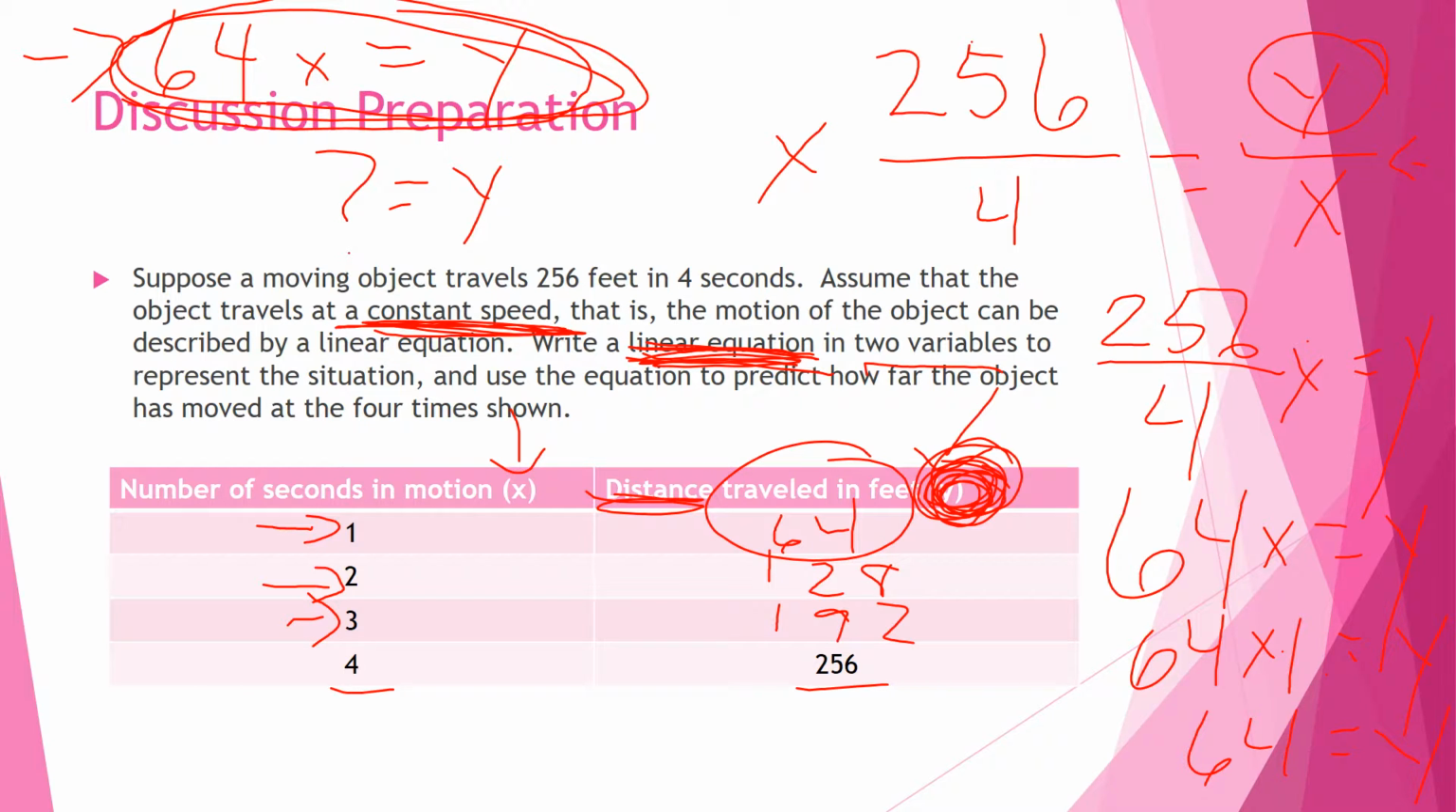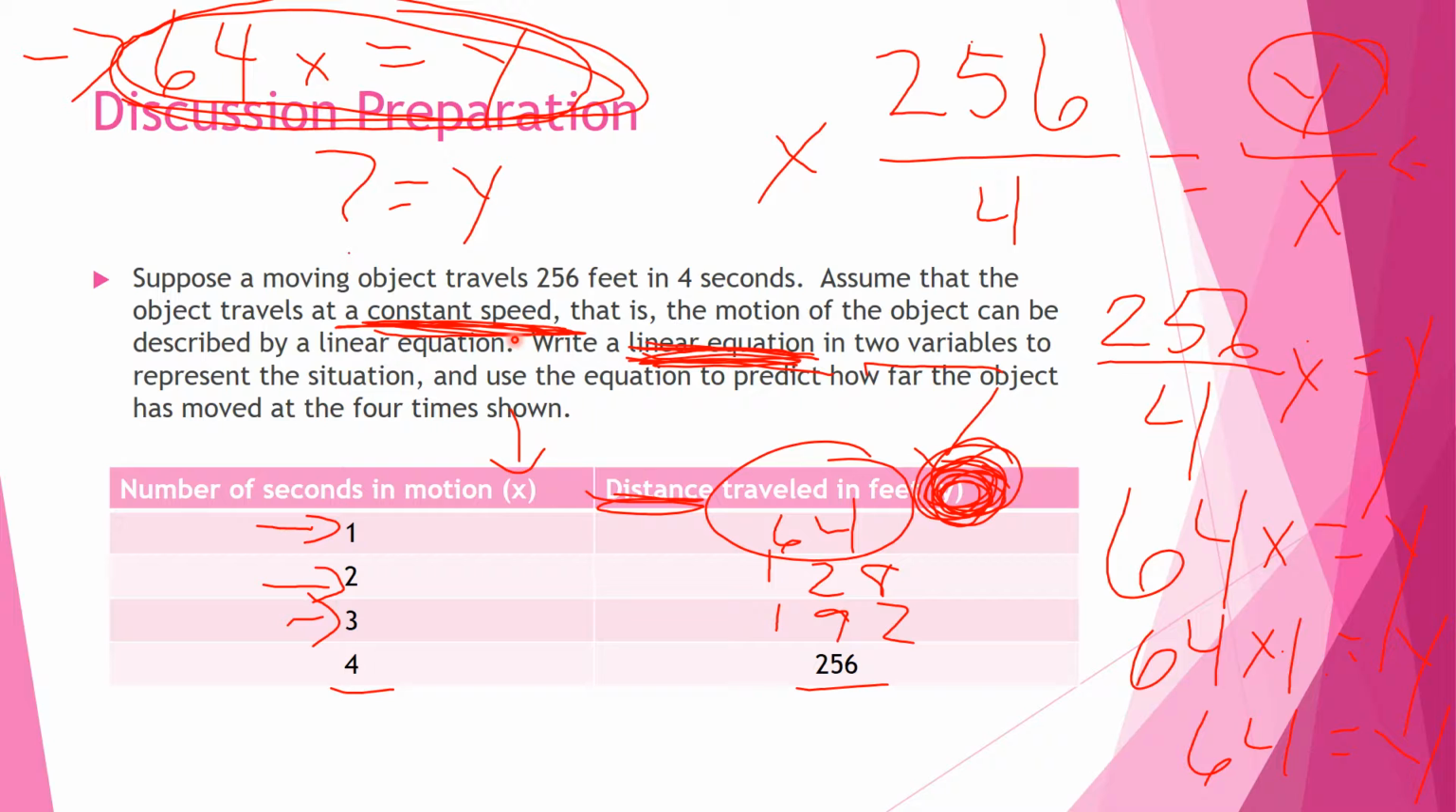Okay, so let's look at this discussion to prepare you for what we're going to be doing in class. So let's read our situation here. Suppose a moving object travels 256 feet in 4 seconds. Assume that the object travels at a constant speed, that is, the motion of the object can be described by a linear equation. Remember, linear equations, when we graph them, make a straight line.